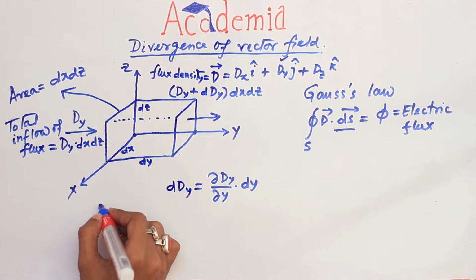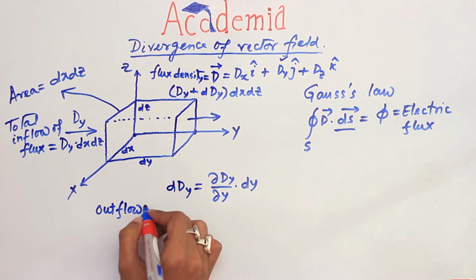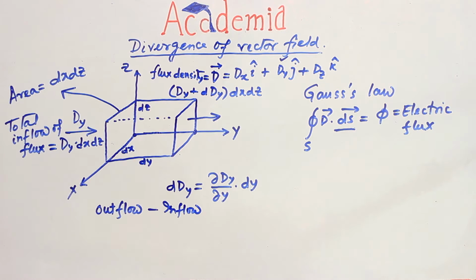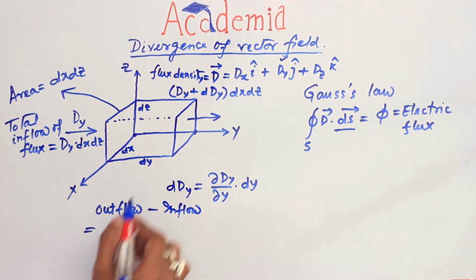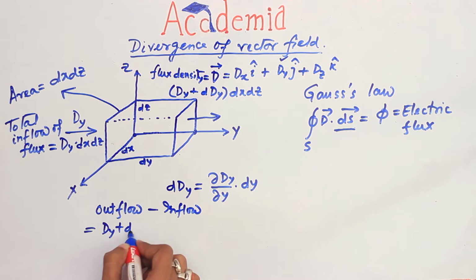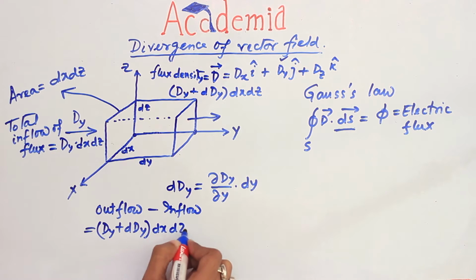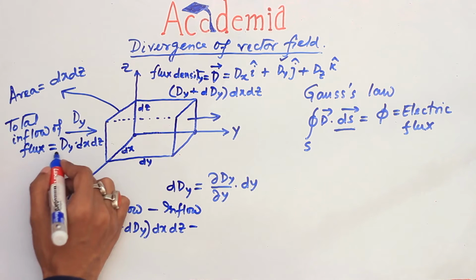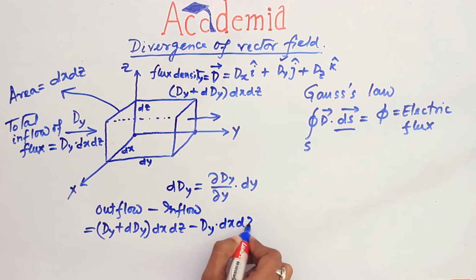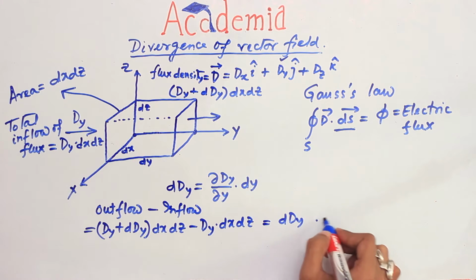So total change in Dy through this volume equals outflow minus inflow. It is not outflow rate and inflow rate, it is outflow minus inflow, which is equal to Dy plus the change in Dy, whole into dx dz, minus Dy dx dz, which gives the change in Dy times dx dz.